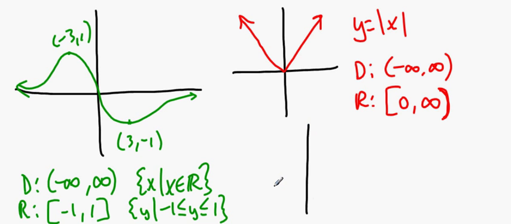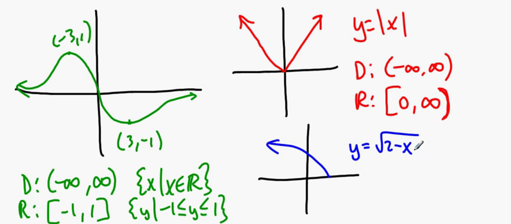Similarly, this is the graph of y equals radical 2 minus x. If that's the graph of radical 2 minus x, think for a moment what could be the domain and the range of this function. Don't be afraid to hit the pause button. Make sure you've got it.